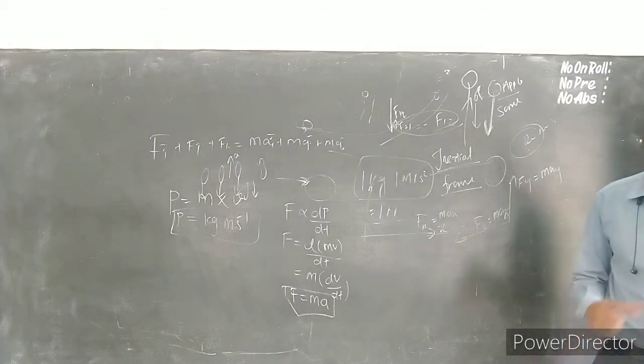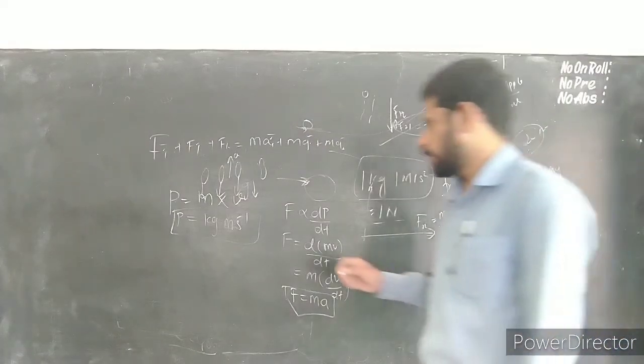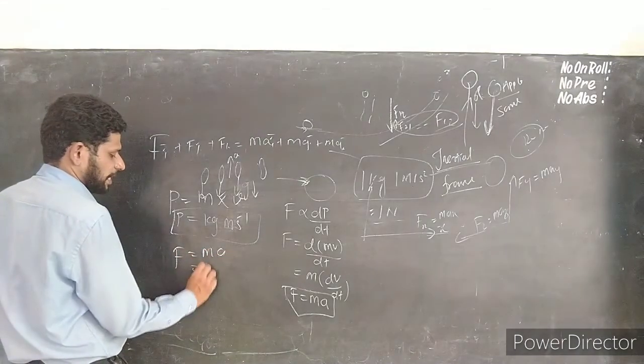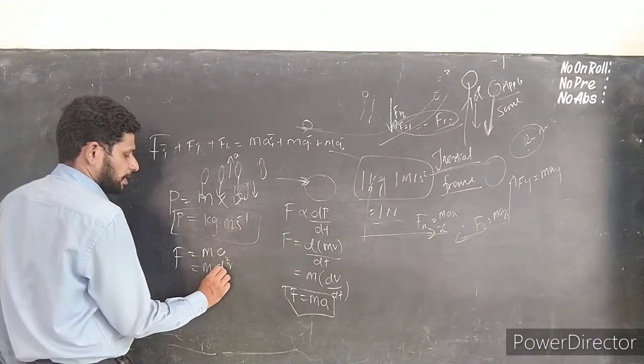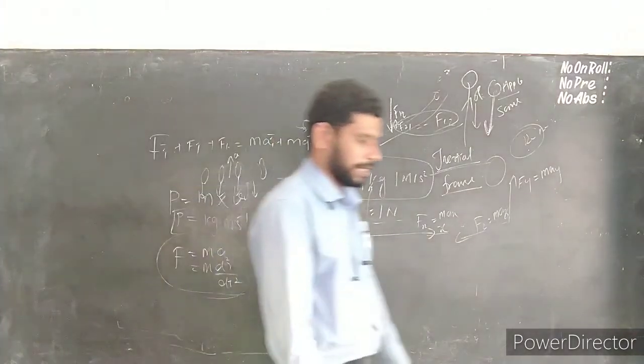The fifth point: Newton's second law can also be written in terms of displacement. F equals ma, and the acceleration can be written in terms of displacement as d squared r by dt squared, the second derivative.